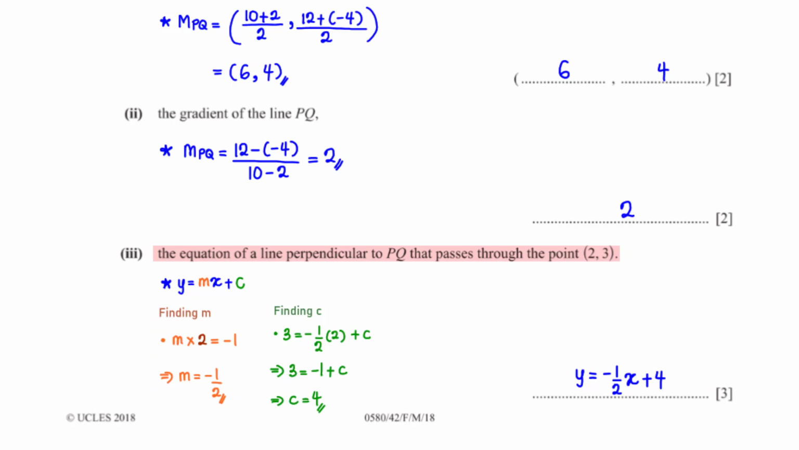To get c, we plug in the value of m and the coordinates on the perpendicular line into y equals mx plus c. This gives us 3 equals negative 1 over 2 times 2 plus c. Negative 1 over 2 times 2 is negative 1. When we add 1 to both sides, we get c equals 4. So we have y equals negative 1 over 2 x plus 4.